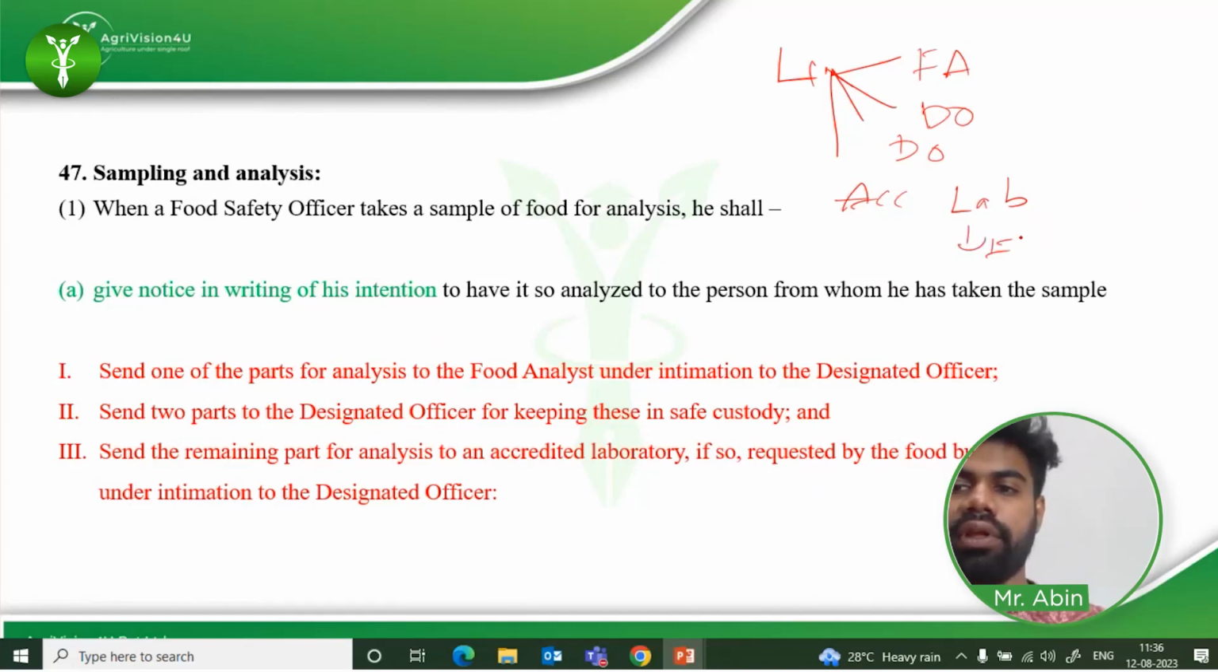if requested by the FBO. What will happen? Some samples get analyzed and some non-compliance is found, and a legal procedure will be starting. Then if the FBO believes that there is no ground of non-compliance, he has the right to send the sample to any accredited laboratory. That is also under intimation of the designated officer only. And if the primary laboratory gives one observation, and the accredited laboratory gives another observation under the second sampling, then it will go for the referral food laboratory, and the decision made by the referral food laboratory will be final.